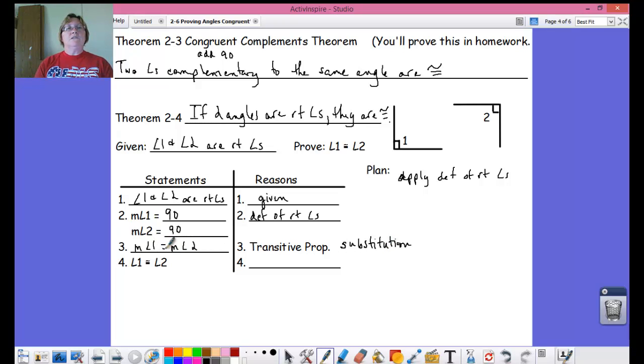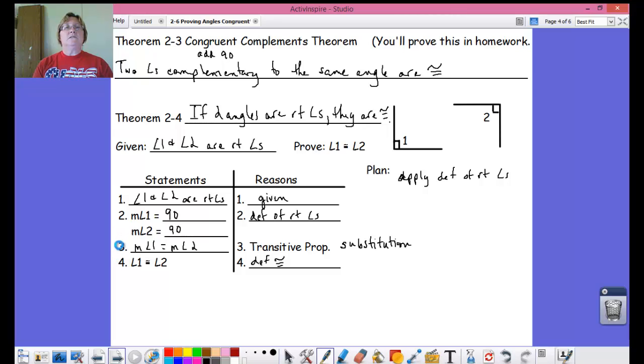Substitution. Then we jump from equals to congruent, and by now we realize that that's applying the definition of congruence. Good job. Any right angle, or all right angles, are congruent is a way to think about this. Theorem 2-4, all right angles are congruent.